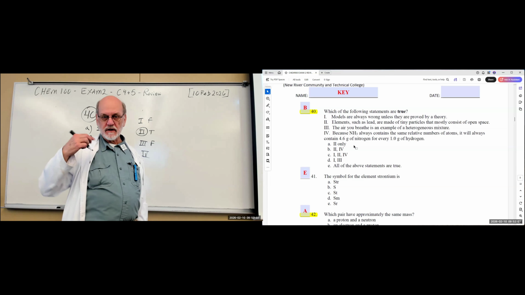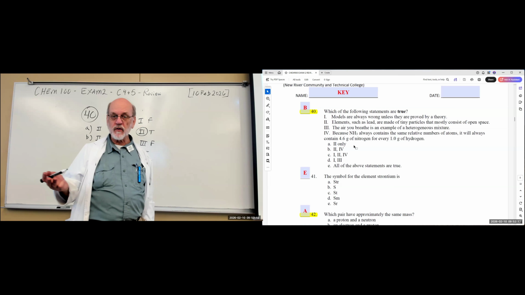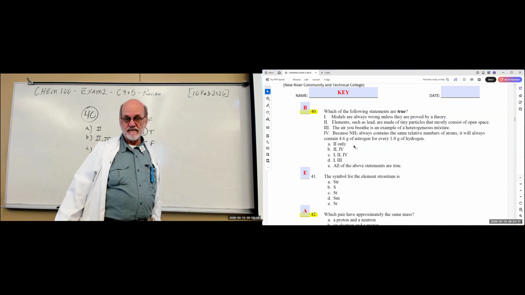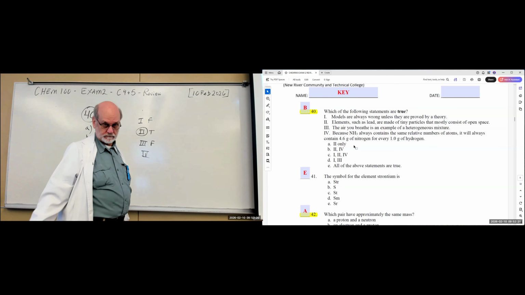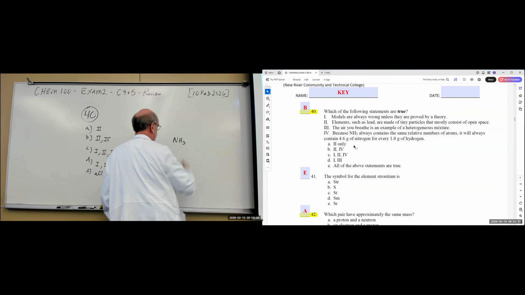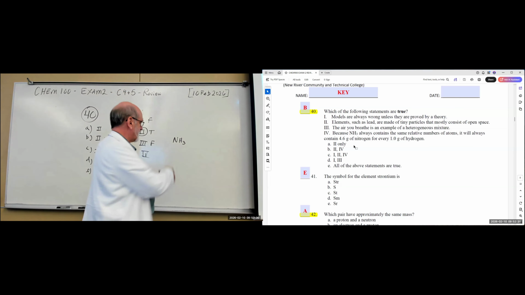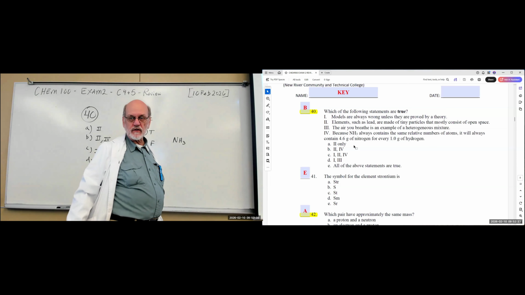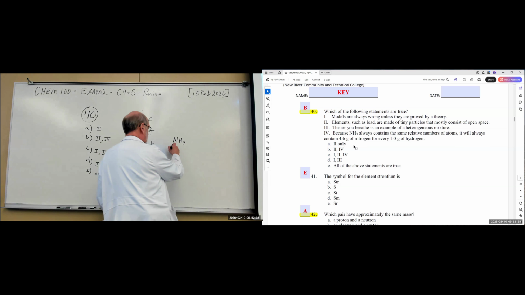1 atom of nitrogen, 3 atoms of hydrogen, it will always contain 4.6 grams of nitrogen for every 1 gram of hydrogen. Let's see if that's true. All right, what's the ratio? Well, if we take 1 unit of ammonia, right, and we say we have 1 mole, how many atomic mass units of nitrogen are there? Well, let's see, there are 14. So 14 grams, if this were 1 mole, that would be 14 grams.